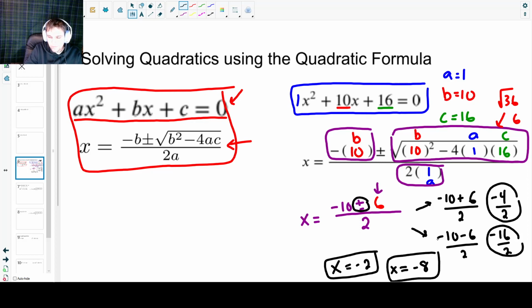Now, one of the things that this tells me, other than the fact that these are our solutions, is that this problem was probably factorable. We could have done this in other ways. Anytime we get whole number answers like this, or even decent looking fractions, it was probably a very factorable problem. We could have done this in a different way, but it's fine. Quadratic formula is totally valid.